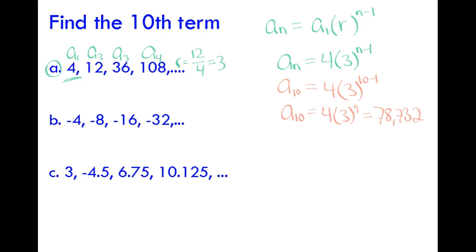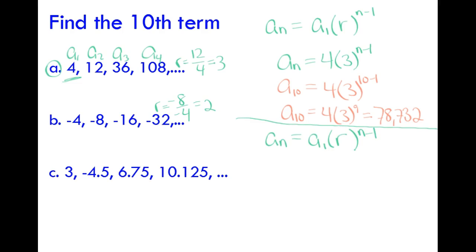Alright, let's try it one more time here. And we have negative 4, negative 8, negative 16. Looks like it doubles every time. Negative 8 divided by negative 4 equals 2. So when I write my formula, we like a line here. It's going to be a of n equals the first term times the rate to the n minus 1.